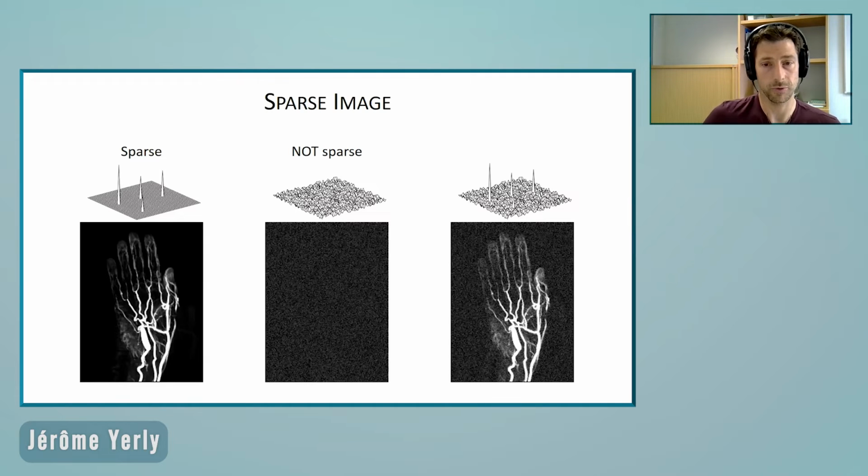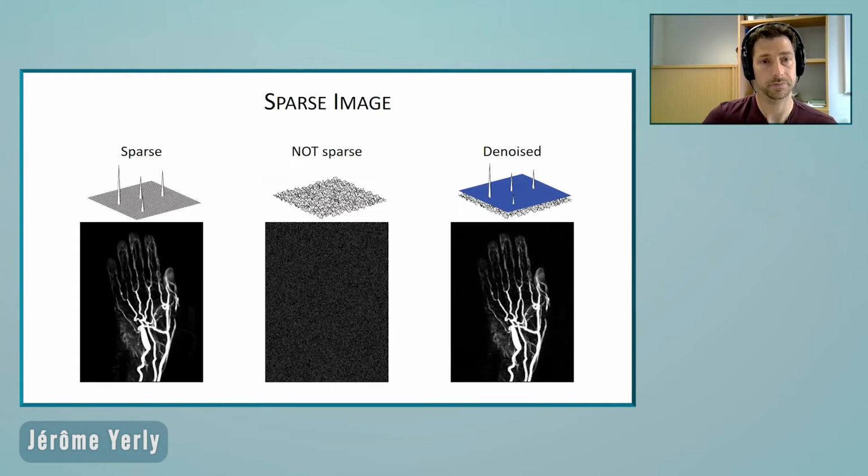Now, the powerful thing about a sparse model is that it is very easy to separate the signal from the noise. So, for example, here we could just apply a simple threshold in order to remove all the noise from the image and only keep the sparse signal.